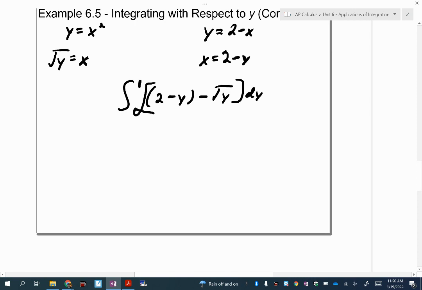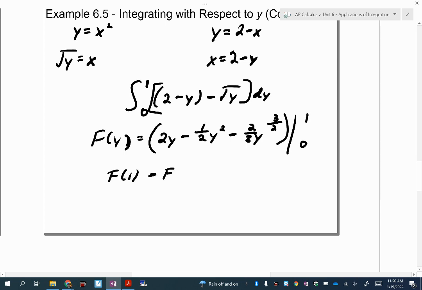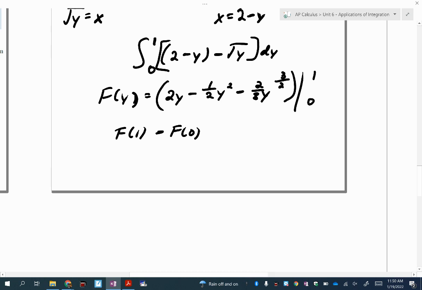Okay, now I'm going to find my antiderivative here, which is going to be 2y minus 1/2 y squared. And then remember, the square root of y is actually the same as y to the 1/2 power. So this is y to the 3/2 power times 2/3 in front, and I'm subtracting. And I'm going to evaluate that at 1 and 0. So f of 1 minus f of 0. Feel free to go to decimals if you want. I'm going to do the algebra here.